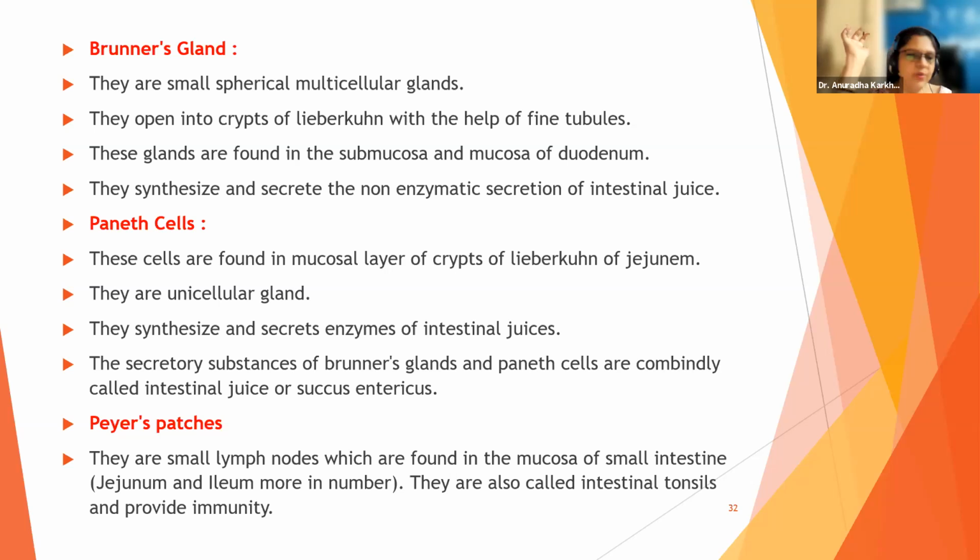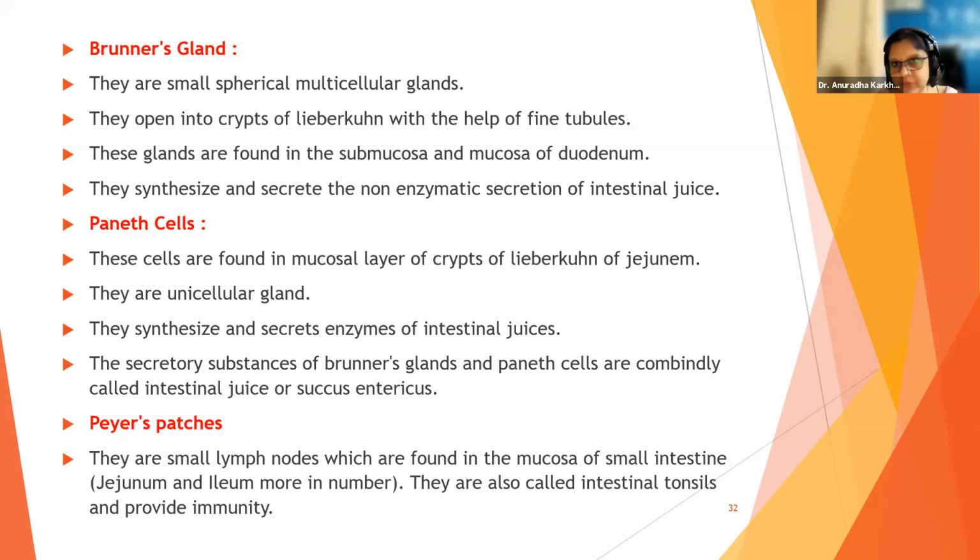Okay. Now we go to the last part, that is Peyer's patches. What are Peyer's patches? They are associated with the lymphoid system. They are small lymph nodes found in the mucosa of the small intestine, more in the jejunum and ileum. They are also called intestinal tonsils and they provide immunity. I told you that lymph nodes are the forefront soldiers of our body to combat and fight infection.